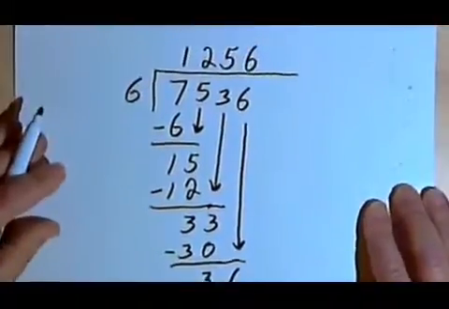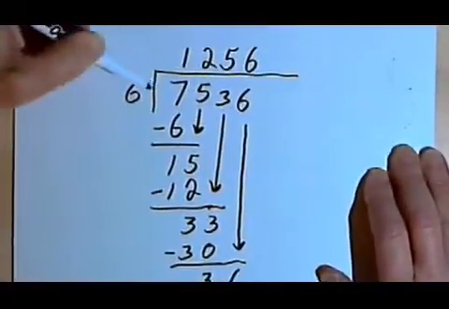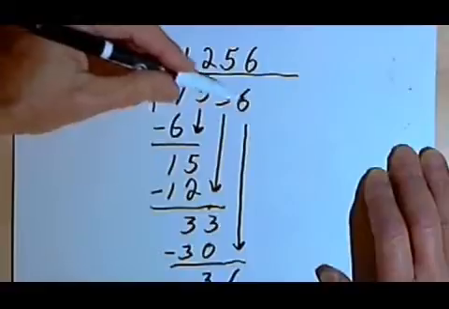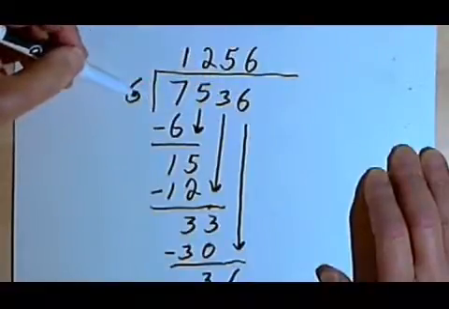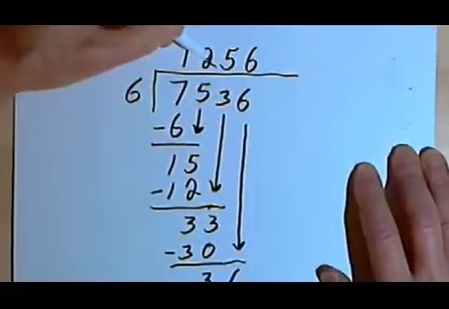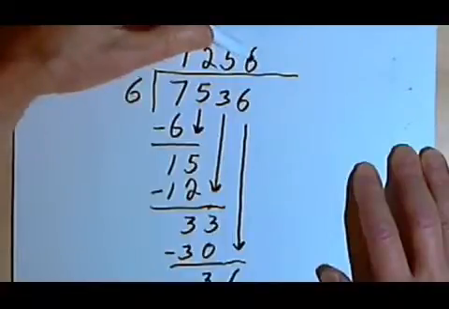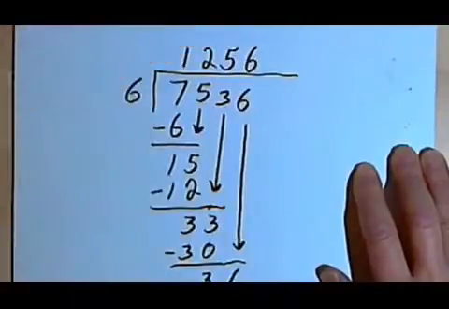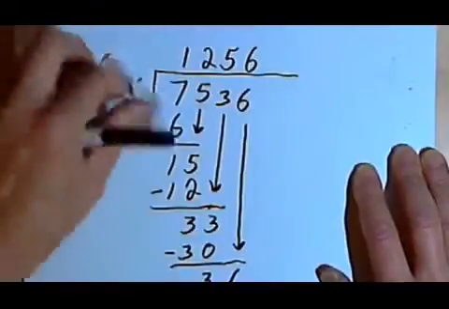I've got no more numbers to bring down. So that means that 7,536 divided by 6 is 1,256. Okay, so let's do a few more just to cover some maybe unusual situations we might run into.